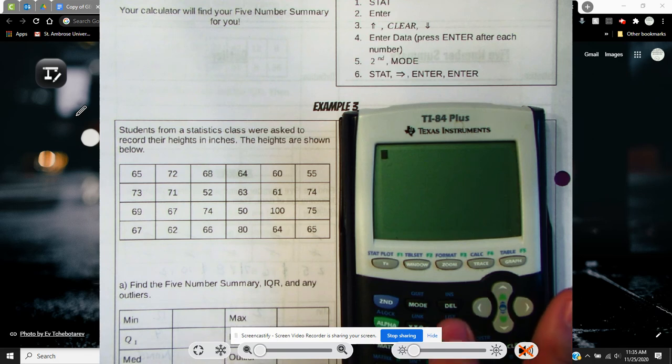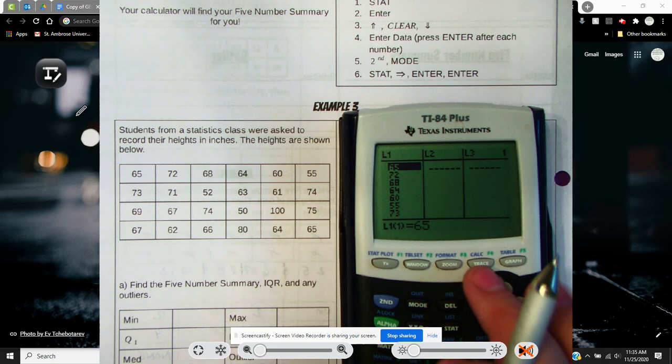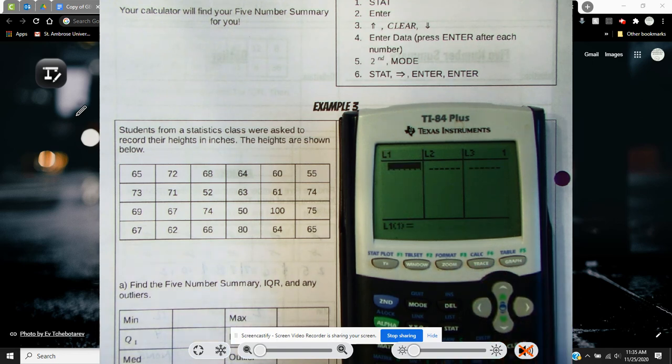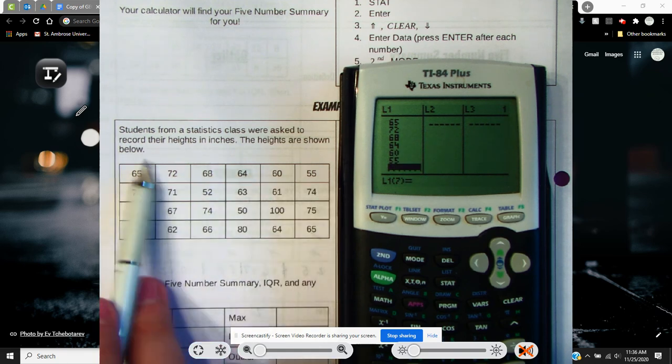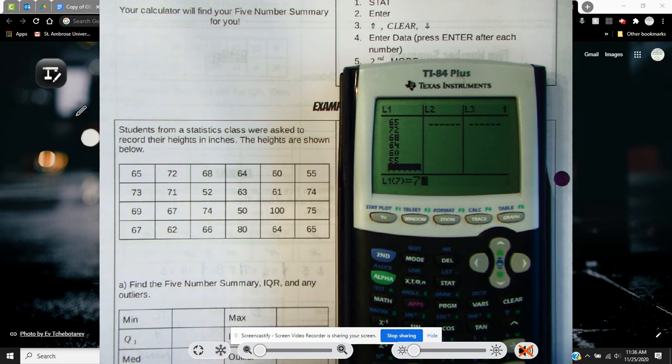So first it says hit stat, and then enter. And then I'm going to move up, hit clear, and move down. Then I'm going to enter the data and hit enter after each number. So 65, enter, 72, 68, 64, 60, 55. It doesn't matter if you go by rows or columns, as long as you get all the numbers in. Okay, I have all my numbers in.